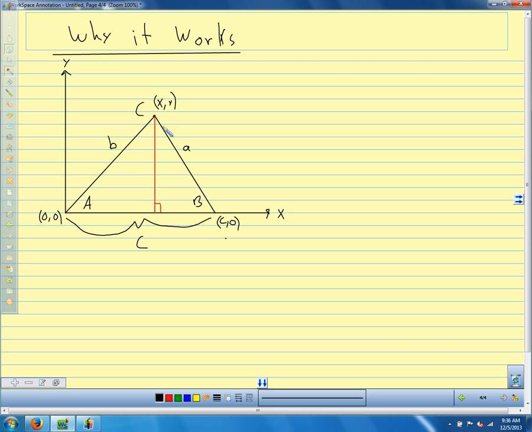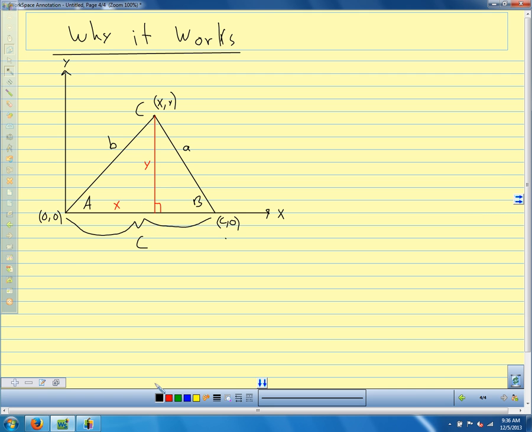And we're going to draw in the height of the triangle. So if this point is xy, what is the length of this side of the right triangle? X. So that distance is x. And what is this distance? Y. All right, so now we have a right triangle, and we have the sides of the right triangle.